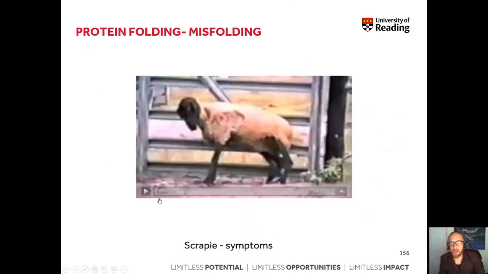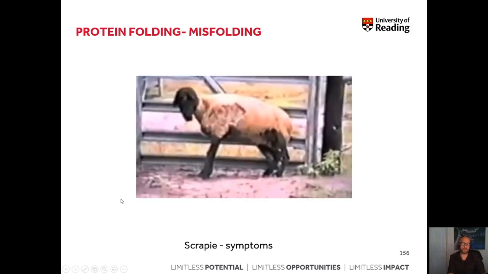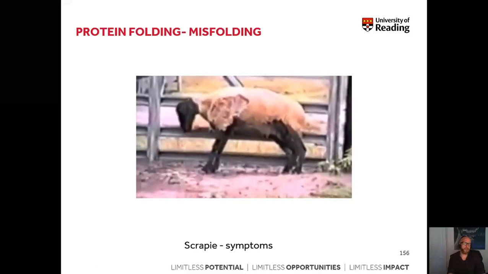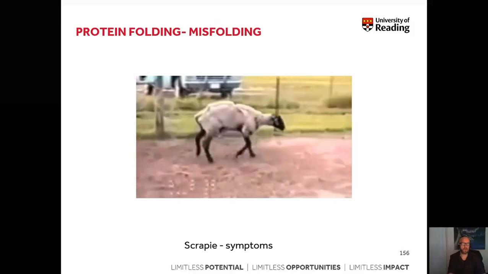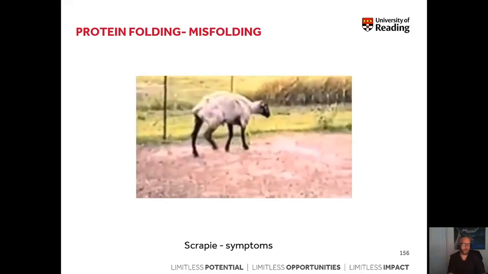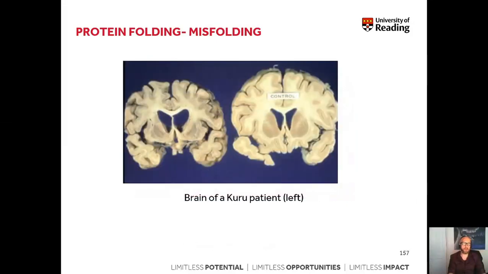So what I would like to do now is to show you the symptoms of Scrapie in the sheep. As you can see here, the animal is moving in a slightly uncontrolled manner, is not able to control the movement properly, and this is all due to protein misfolding, because those toxic clumps of proteins are affecting the brain. Similarly, in humans, protein misfolding within the brain can cause neurodegenerative disorders, including Kuru disease.